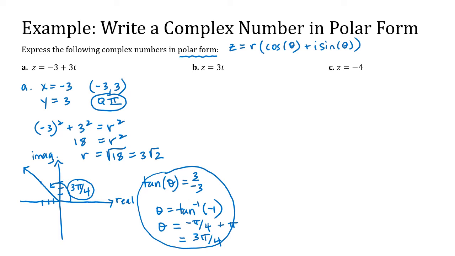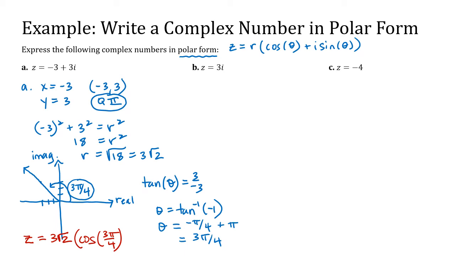My final answer, I'll just put this in red down at the bottom. z equals -3 plus 3i is in rectangular form. In polar form, that turns into the radius, which is 3√2, times the quantity, the cosine of 3 pi over 4, 3 pi over 4.